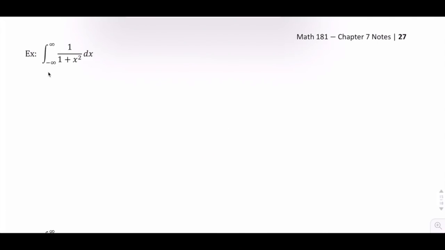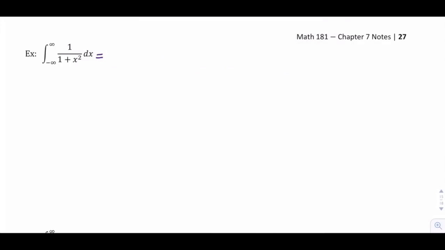Let's look at this next example. The integral from negative infinity to infinity of 1 divided by 1 plus x squared dx. You'll notice that both of our limits of integration here are infinite. So we are going to need to break this up into two integrals.